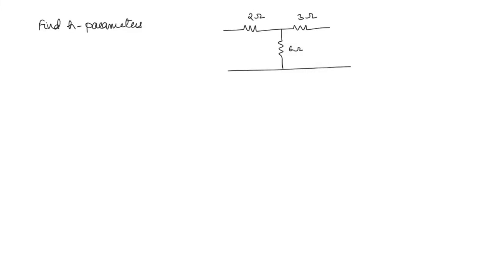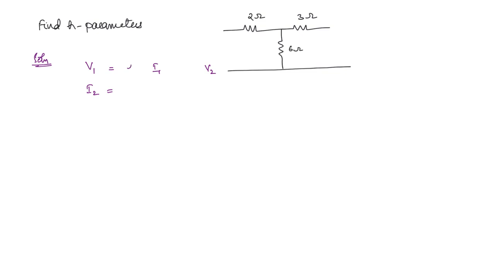So here the question is find H parameters for this network. Okay. So first and foremost, you will first write the equations relating the H parameters. What are the dependent variables here? V1 and I2. And the independent variables are I1 and V2.